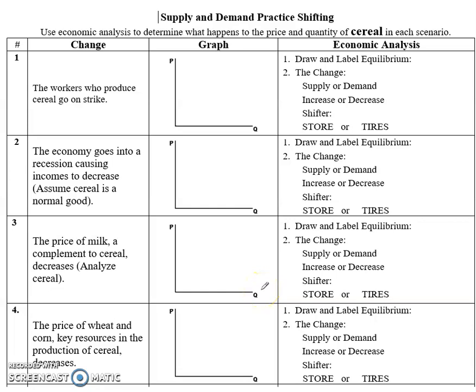Welcome to supply and demand shifting. We are going to look at both. So right now what you should be doing is having your notes open, or that slide open that I have attached to this assignment that talks about what is going to cause a supply or a demand line to shift.